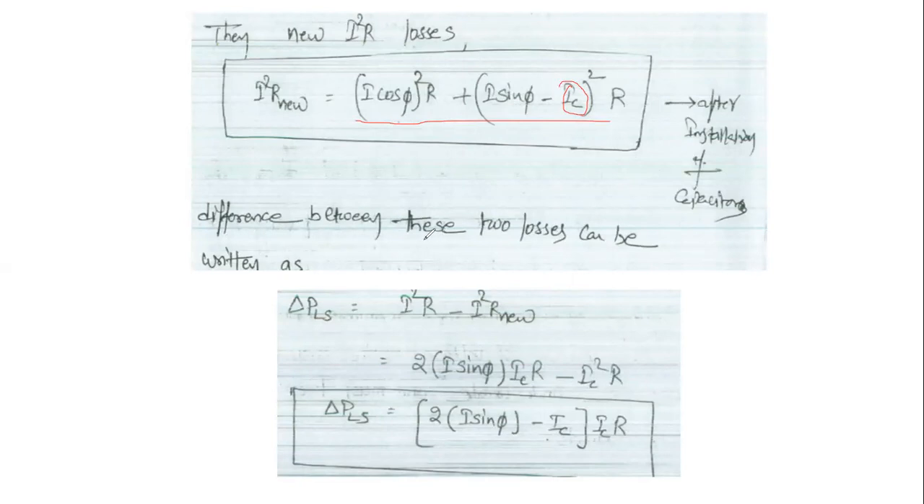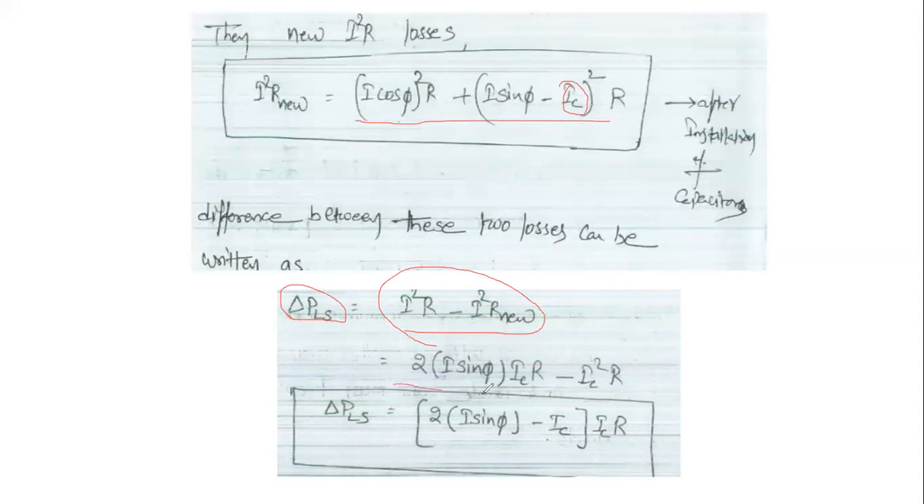Therefore, comparing these two losses, delta P loss, the change in the copper losses, is equal to I squared R minus I squared R new. When subtracting these two equations, we obtain 2 into I sin phi into IC into R minus IC squared into R.